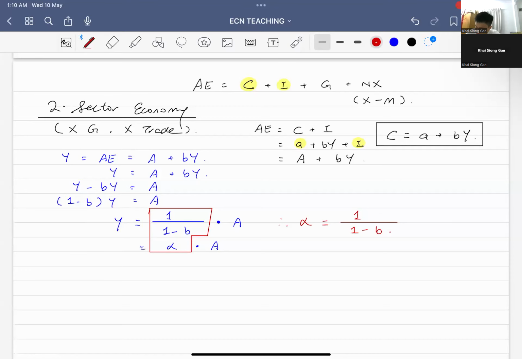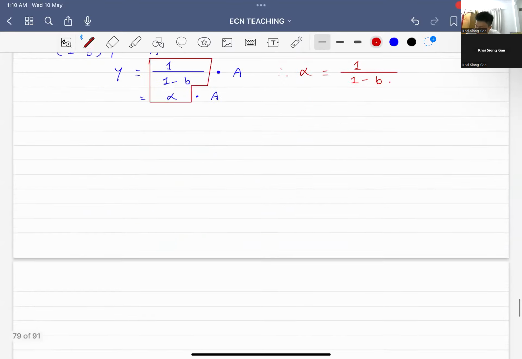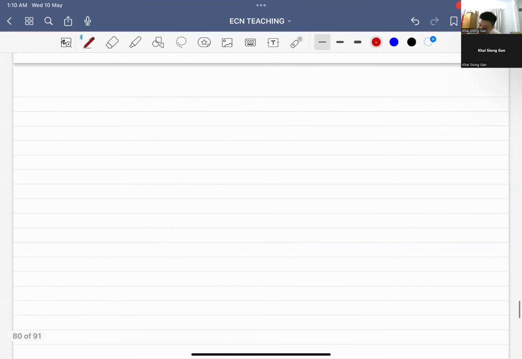The next one that we're going to look into is another sector economy, which we can call the three-sector economy. The three-sector economy is still a closed economy because there is no international trade, in which this economy only has consumption, investment, and government spending, but there is no trade yet.